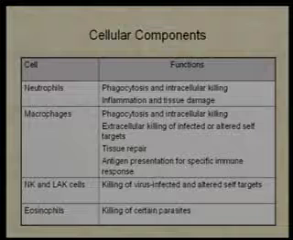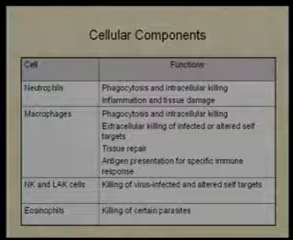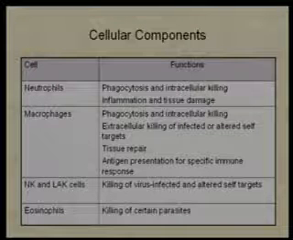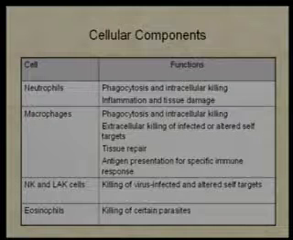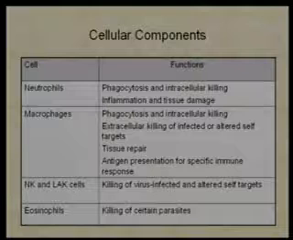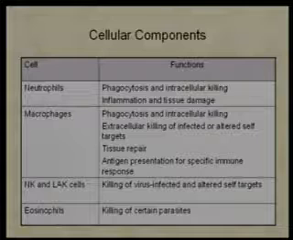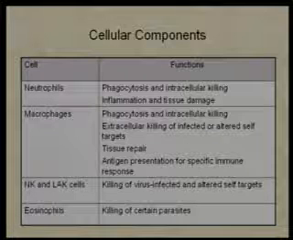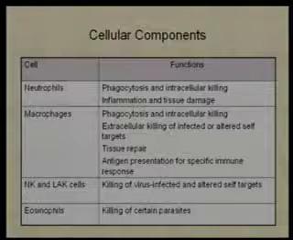NK and LAK cells. NK stands for natural killer cells. LAK stands for lymphokine activated killer cells, and we'll talk about these in a little bit more detail. But these cells have the ability to kill virus-infected and/or altered or malignant cells. Right? So they're involved in protecting against virus-infected and altered cell targets. And the eosinophils are primarily involved in the killing of certain parasites, primarily the worm parasites. They're very effective in killing worm parasites.